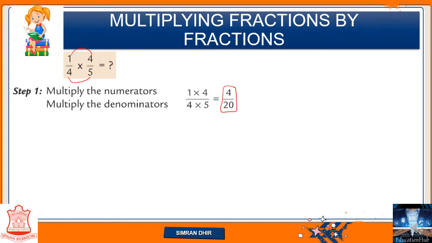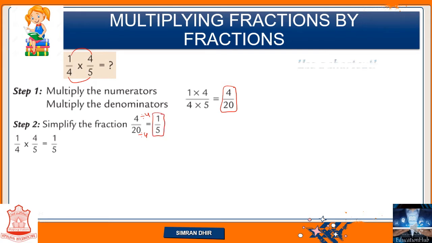Step 2 is simplify the fraction. Now we can see 4 by 20 is not in the lowest form. इनके अंदर कॉमन है, बट कॉमन क्या है? 4. So what we are going to do? 4 divided by 4 in numerator and 4 divided by 4 in denominator. And 4 divided by 4 will be 1 and 20 divided by 4 will be 5. So 1 by 5 is the required fraction.